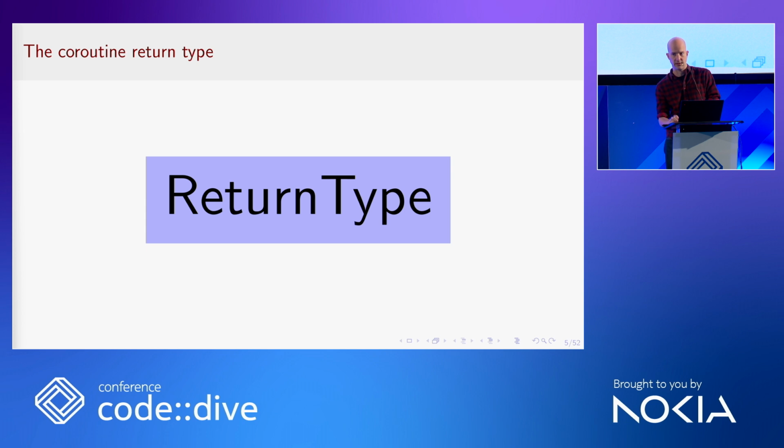This is a user-defined type. And it defines the interface through which the outside world can interact with the coroutine. And since it's a user-defined type, you have pretty great flexibility in what you put there in the interface and how you make that look. The language really doesn't restrict you a lot there. And one of the goals of this talk is to help you better understand what a sensible interface could look like there.